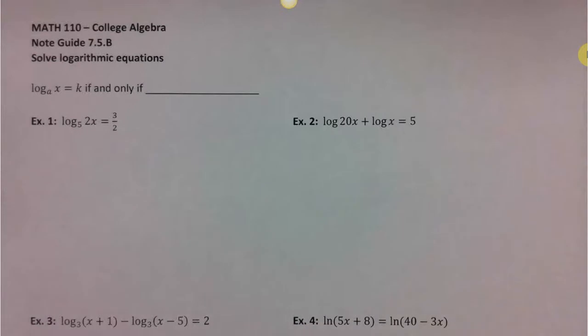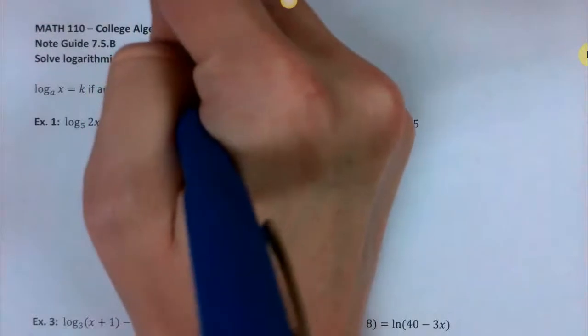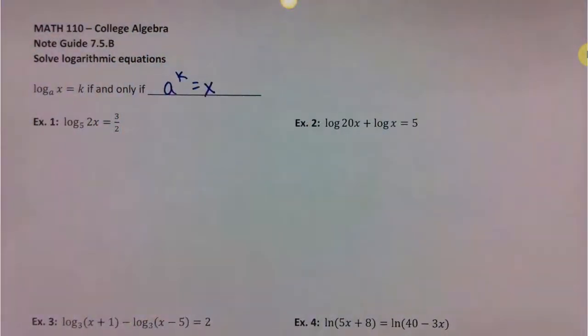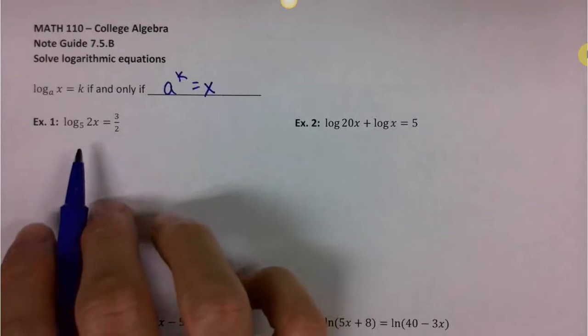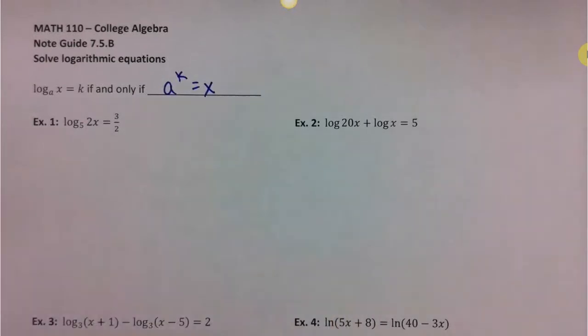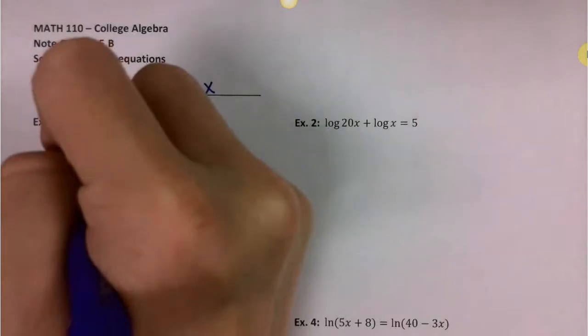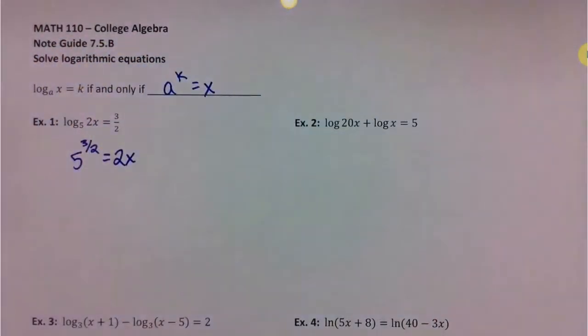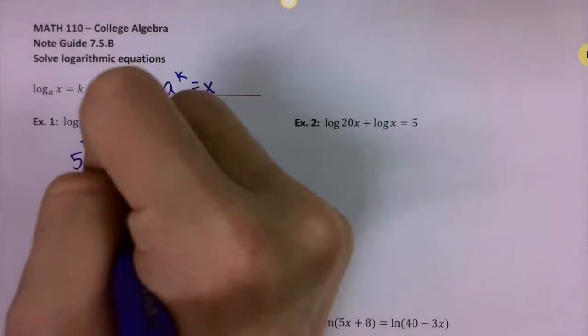We said that solving a log equation is usually a matter of rewriting it as an exponential equation, using the fact that the log base a of x is equal to k if and only if a to the k is equal to x. So like in order to solve the log base 5 of 2x equals 3 halves, we can rewrite that as an exponential equation. 5 to the 3 halves is equal to 2x. And then to get the x by itself, we need to divide both sides by 2.